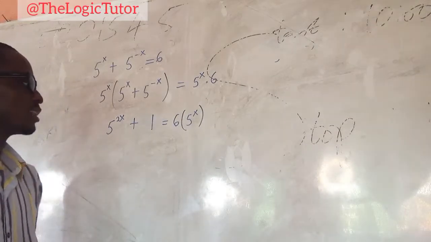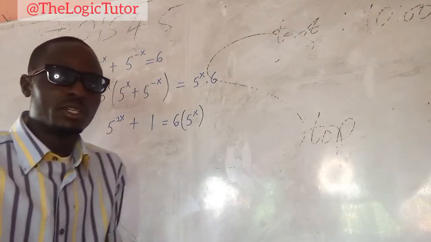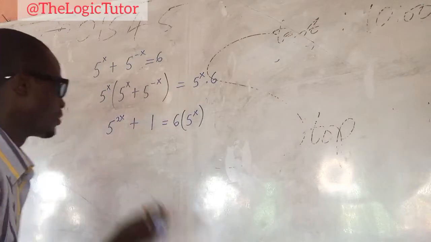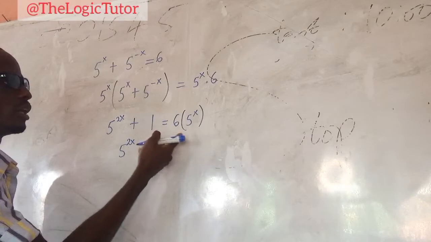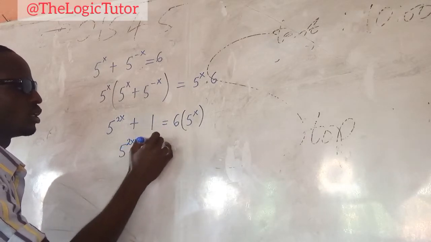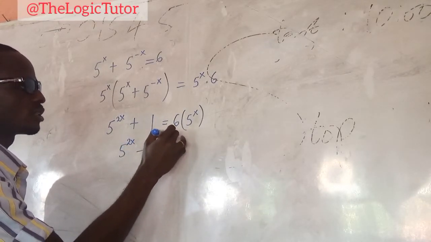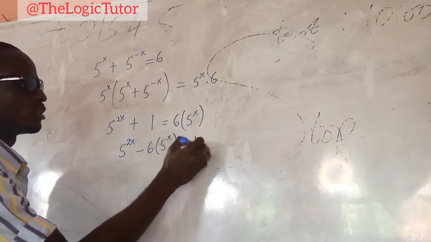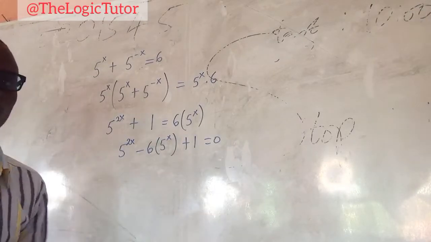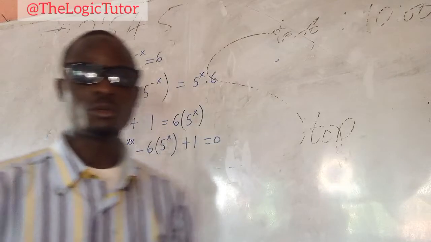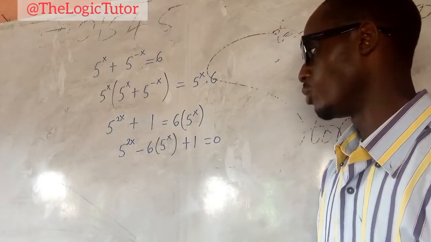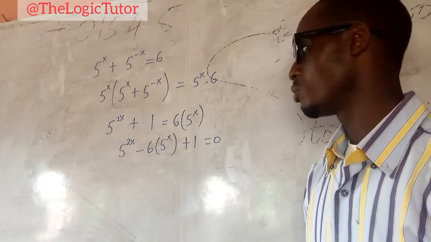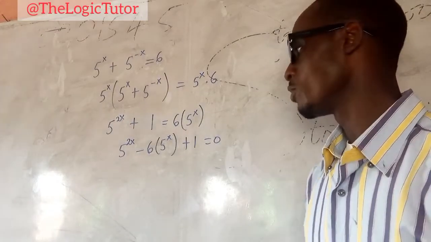Good. Then I can rearrange my equation. I make this 5 raised to the power 2x, then bring this here to have minus 6 into bracket 5 raised to the power x, then plus 1, all equals 0. Now we have reformed the equation into a proper exponential equation. Solving this kind of exponential equation, I'm very sure you're familiar with that. So let's solve it out.